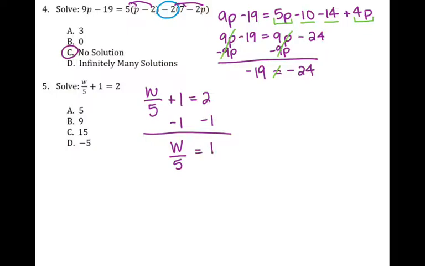And to undo my division, I need to multiply. So I'm going to go ahead and multiply both sides by 5, and that gives me w equals 1 times 5, which is 5. So my answer for number 5 is 5, which is letter A.